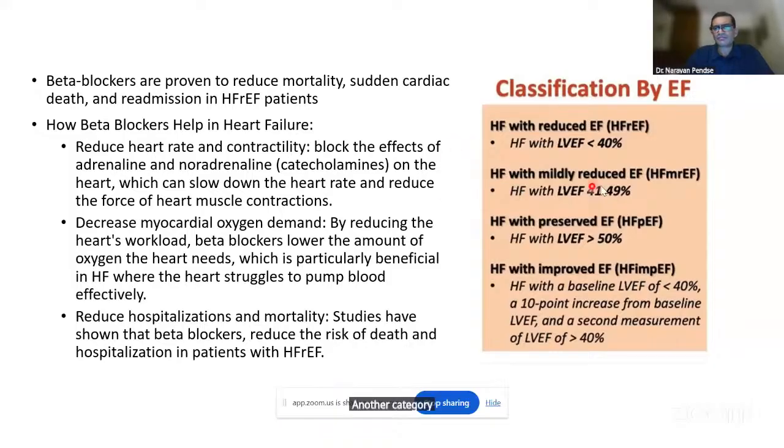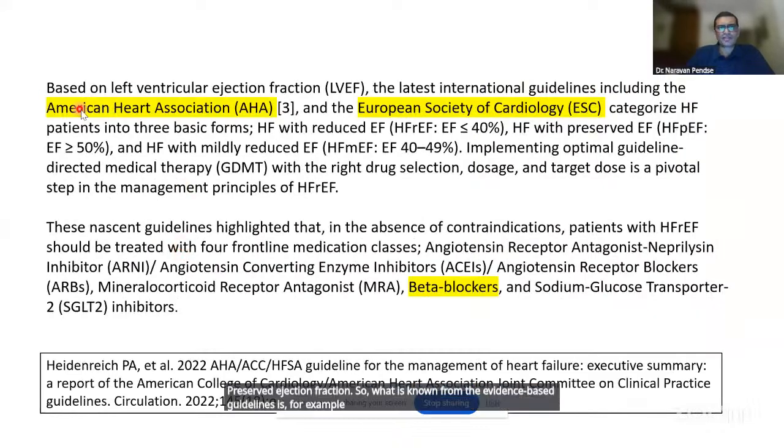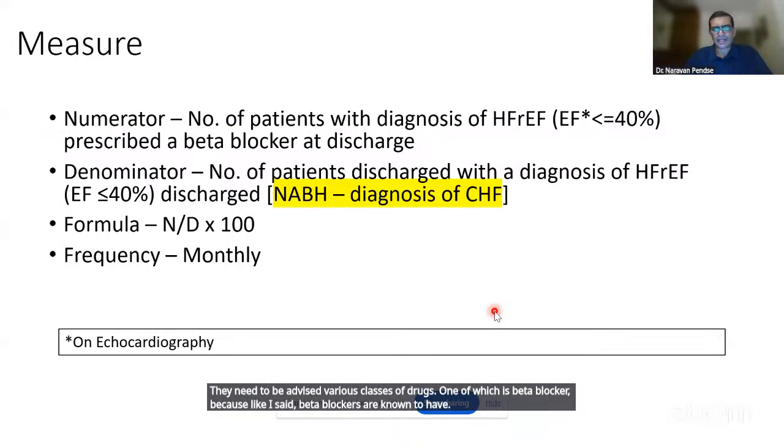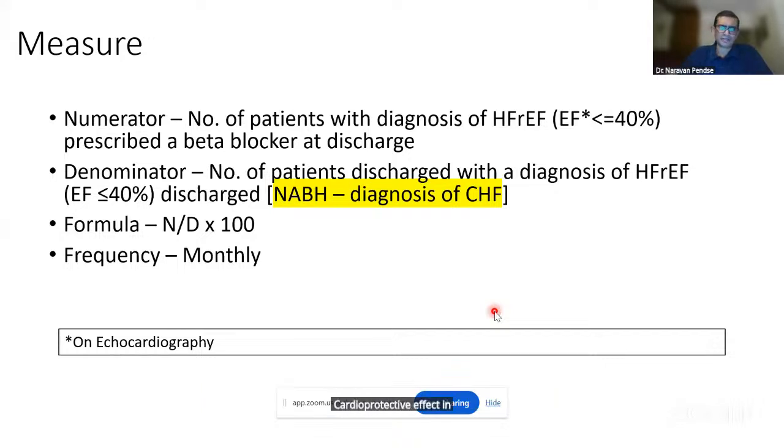Another category is heart failure with mildly reduced ejection fraction, and then heart failure with preserved ejection fraction. What is known from the evidence-based guidelines, for example from the American Heart Association as well as the European Society of Cardiology, is that in cases of heart failure, particularly those with reduced ejection fraction, where the ejection fraction is less than 40%, they need to be advised various classes of drugs, one of which is beta blocker, because like I said, beta blockers are known to have a cardioprotective effect in heart failure patients.